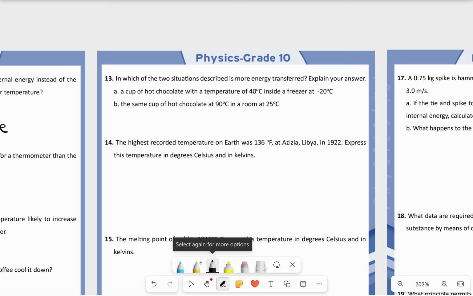Question 3, in which of the two situations described is more energy transferred? Explain your answer.